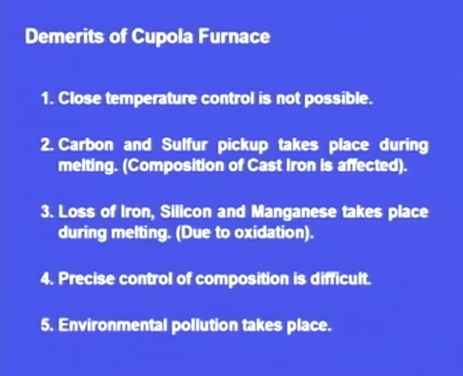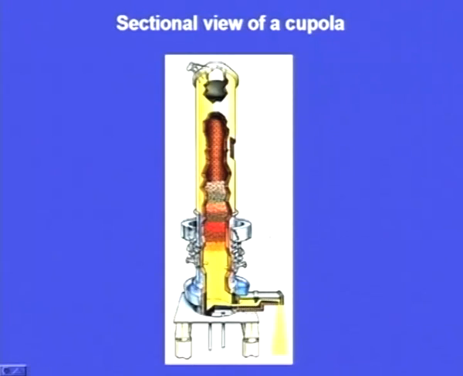Finally, environmental pollution takes place. We are burning coke, smoke is emitted continuously, sometimes even burning coke pieces fly out. It is harmful to the environment. This is another drawback of the cupola furnace. So this is the sectional view of the cupola furnace. Here we can see the molten metal being tapped.